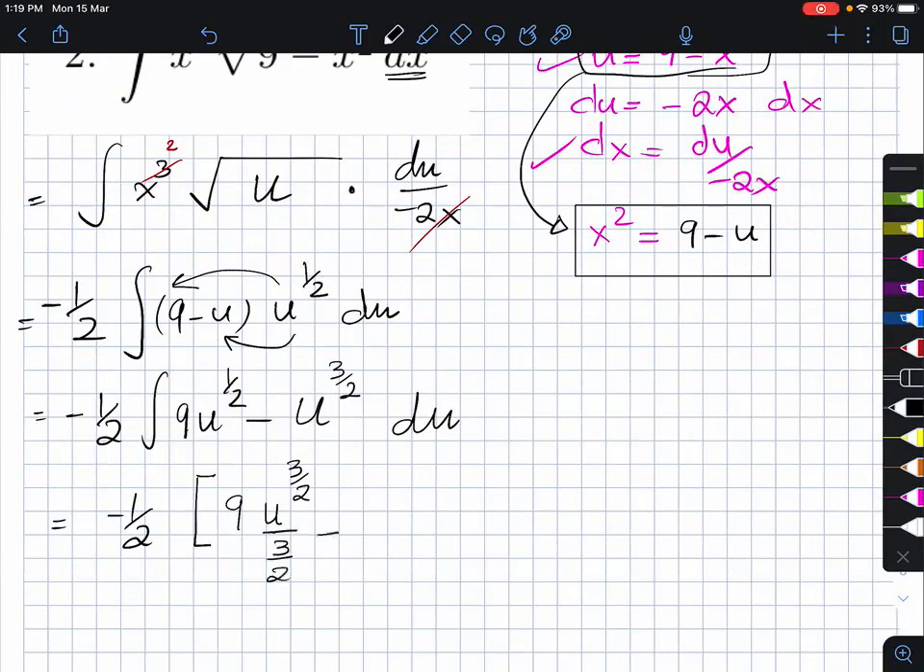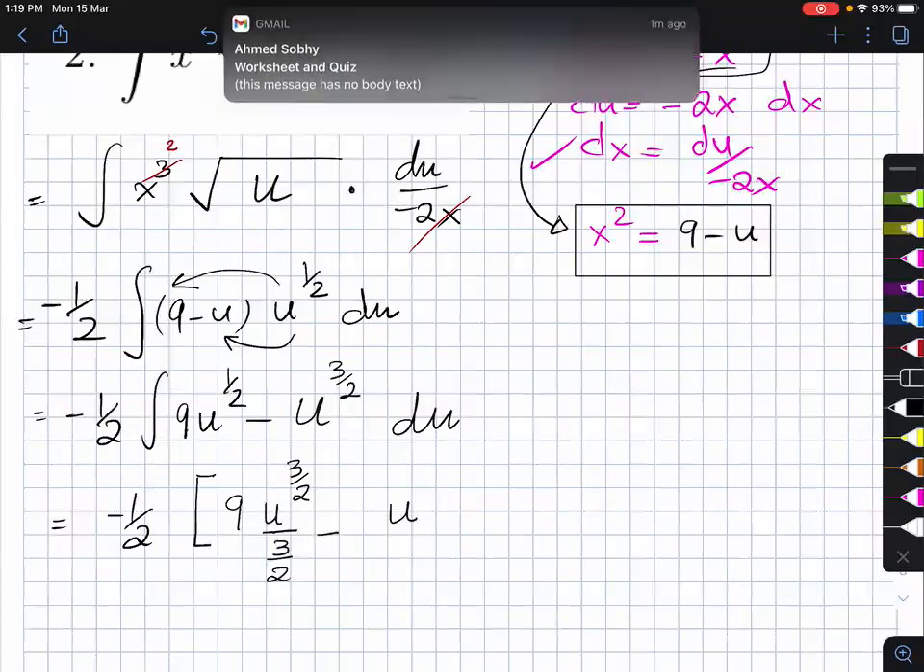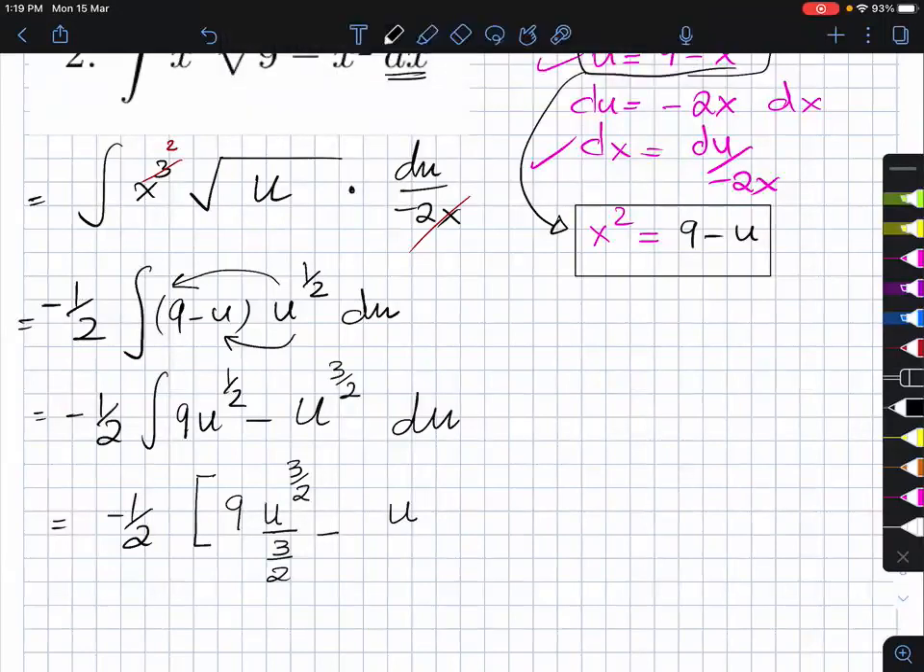And I'm sure, guys, some of you maybe still don't know how to integrate u to the power of half by adding 1 to the exponent and dividing by the new exponent. And the second term is u to the power of 5 over 2, over 5 over 2. It's a simple function to integrate.